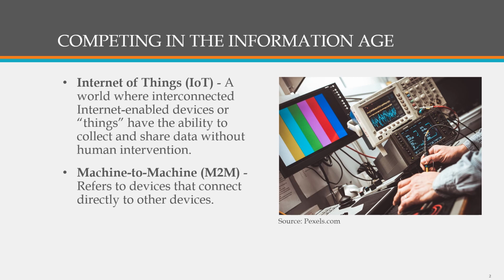Before we get into the types of data that exist and how they're managed, let's first talk about the evolution of technology. First, it all started with the Internet of Things, or IoT. This is defined as a world where interconnected, internet enabled devices or things have the ability to collect and share data without human intervention.